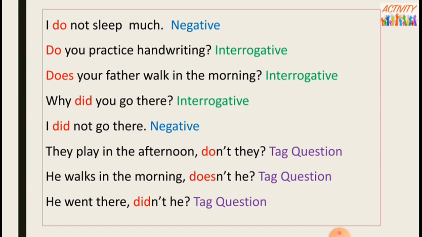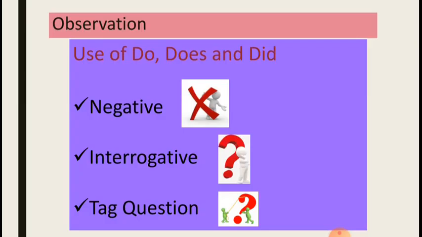So after going through these sentences and looking at the use of do, does and did, what will be our observation? Our observation is that we use do, does and did in negative sentences, in interrogative sentences and in tag questions. So dear students, remember that we use do, does and did in negative, interrogative and tag questions.